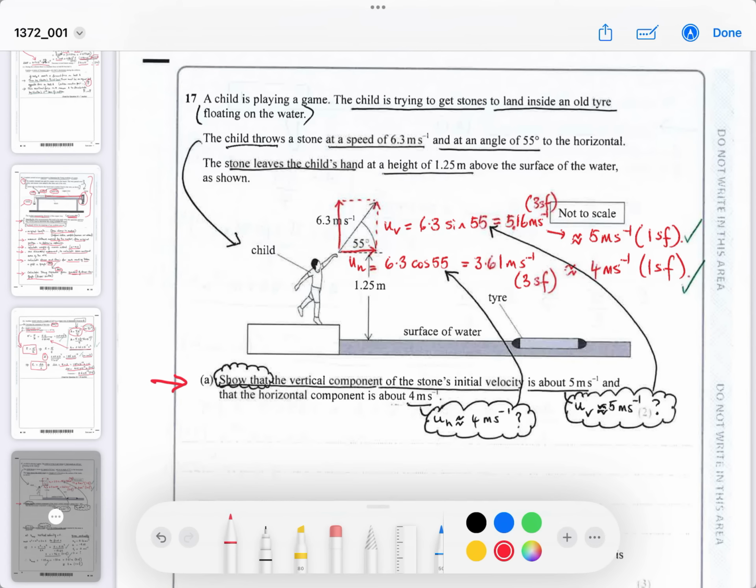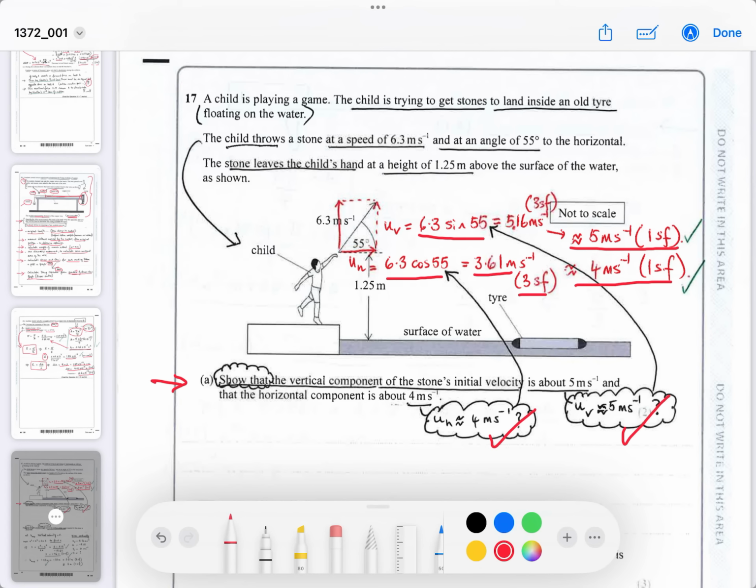So the vertical velocity will be 6.3 sine 55, which comes to 5.16 meters per second, which is approximately 5 meters per second, as expected, to one significant figure. You then do it horizontally. If the vertical component is sine 55, the horizontal component must be cos 55, and that gives you an answer of 3.61 meters per second to three significant figures, which is equal to 4 meters per second to one significant figure. So we have shown that, and we got the 2 marks.